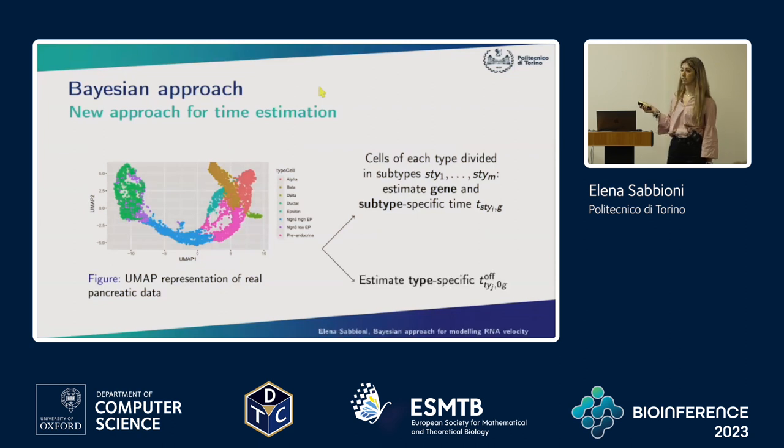So this is a simplification of scVelo, but we also introduce a generalization because in scVelo we have a common switching time for one gene. We have a common switching time for all the cells. What we do here is to introduce a switching time that is different for each type, because from a biological point of view we assume that cells of different types can switch at different moments.